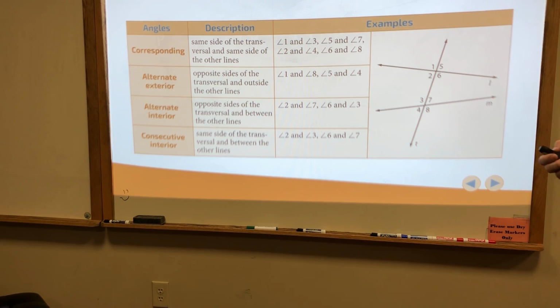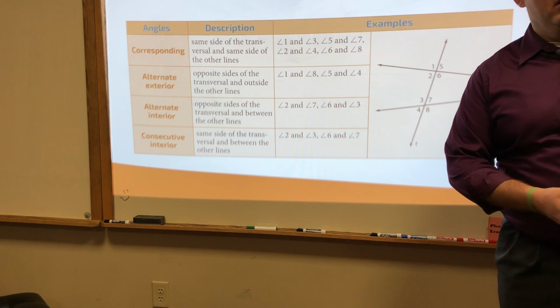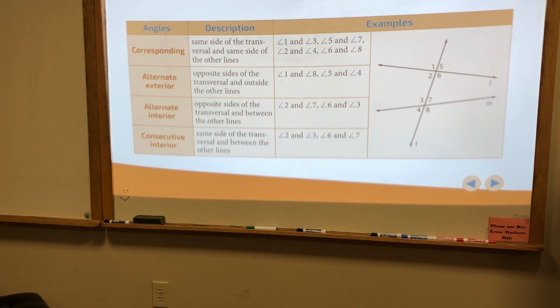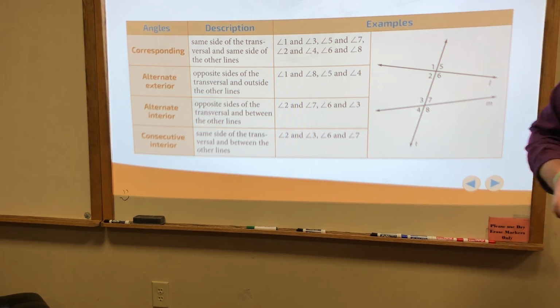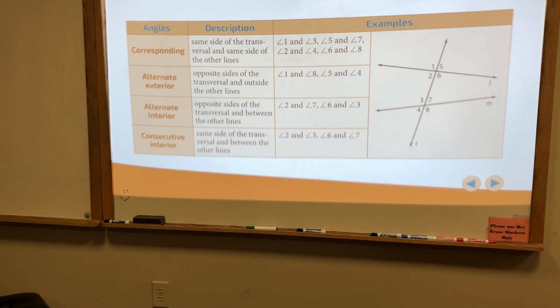Now, the next one is alternate interior. Now, what is alternate interior? So Johan, what does it mean to be interior? It means inside of the parallel lines. Good. Inside. So what angles are inside the parallel lines? All right, 2, 6, 3, and 7.